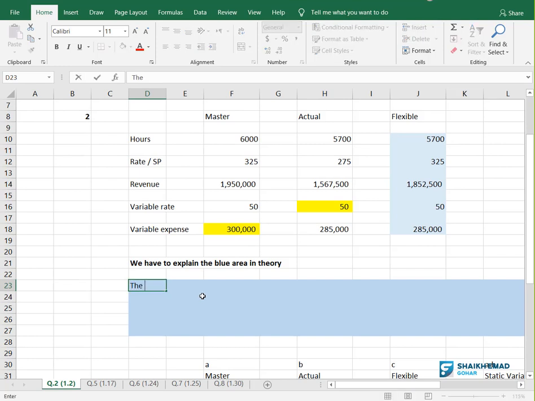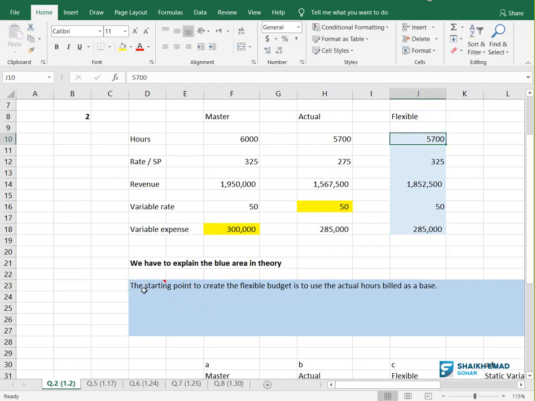So we will say the starting point to create the flexible budget is to use the actual hours billed as a base. So we remember we are taking this 5700, so we are writing about 5700 now, that this is the starting point. Okay, the next thing, see in this question how many elements we have?